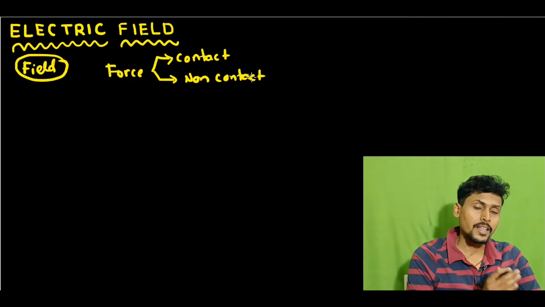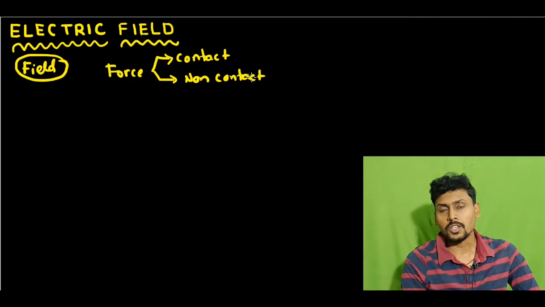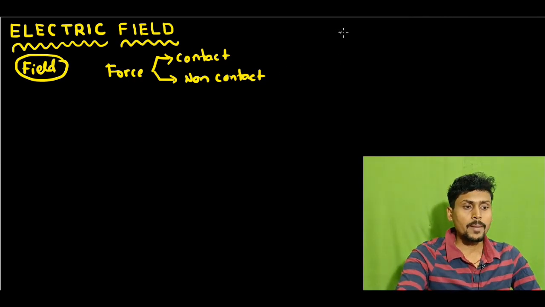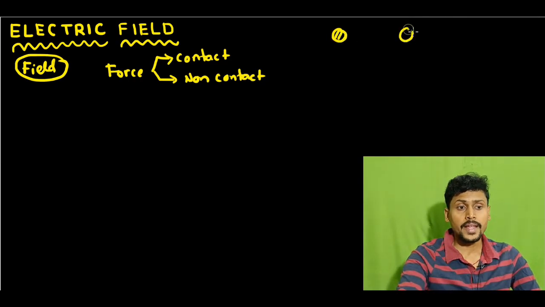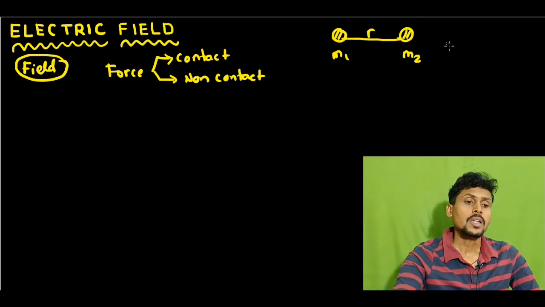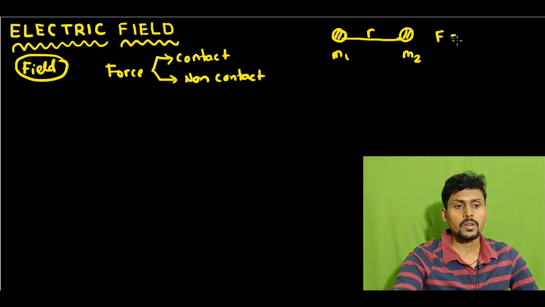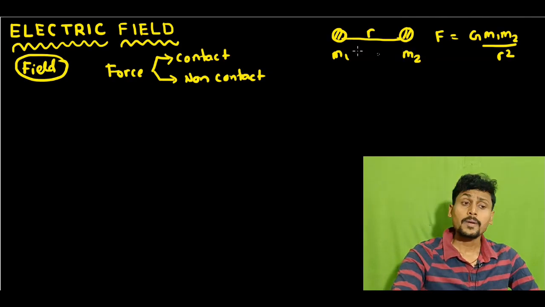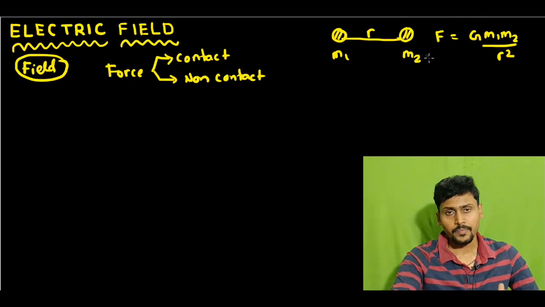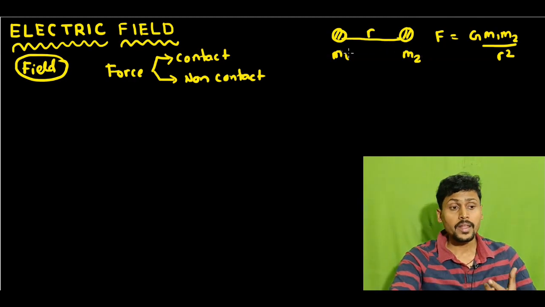But in class 11, we studied Newton's law of gravitation. If we have two objects having masses m1 and m2, and r is the separation between them, then according to Newton's law of gravitation, the force of gravitation between the two objects is given by F = G m1 m2 / r². It means the two bodies attract each other, but there is no physical contact between them. So without any physical contact, they are able to exert a force on each other.